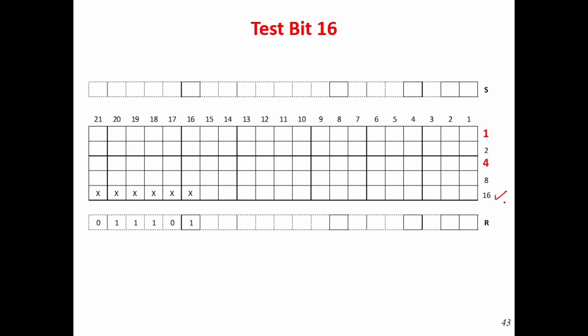So the receiver has detected at this row that the number of the ones is odd. There is a problem here, and at this row, these rows.